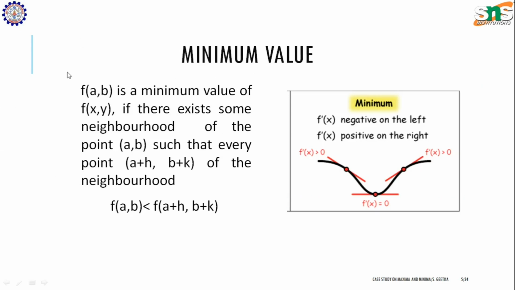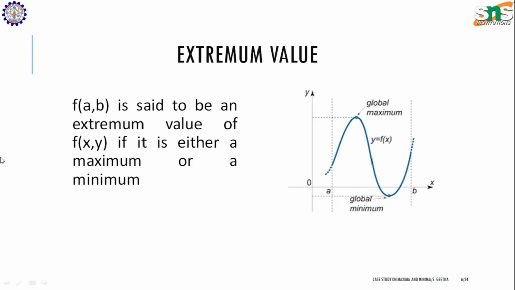Next, minimum value. f of a comma b is the minimum value of f of x comma y if there exists some neighborhood of the point a comma b such that every point a plus h comma b plus k of the neighborhood, f of a comma b is less than f of a plus h comma b plus k. Next, extremum value. f of a comma b is said to be an extremum value of f of x comma y if it is either a maximum or a minimum.